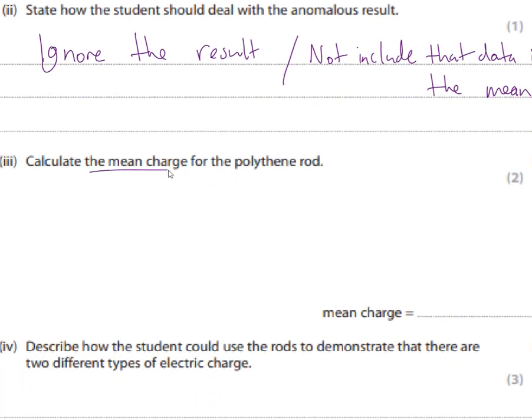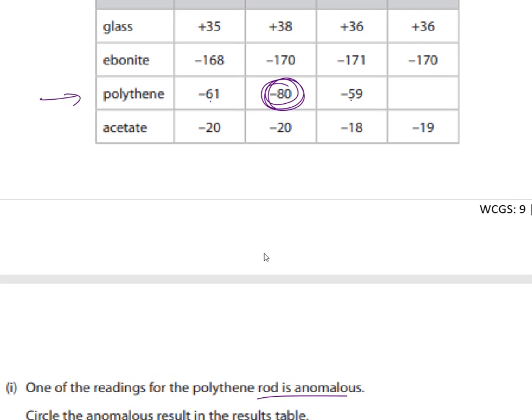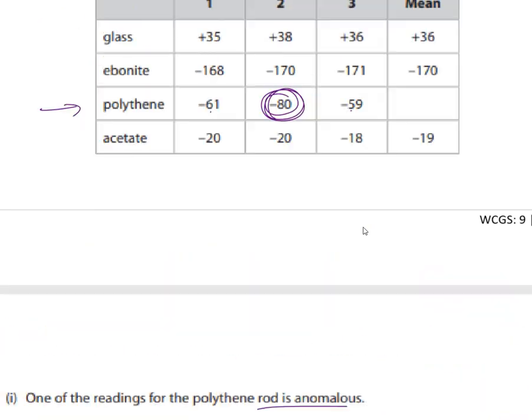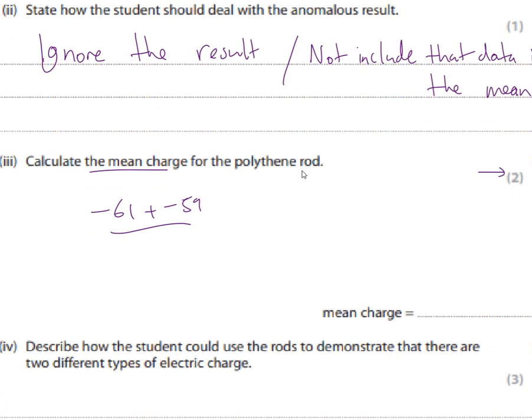Now calculate the mean. This question is 2 marks. We've already said that we are ignoring the anomalous result. Now we need to calculate the mean. So we've got 61 plus 51, divided by 2, because there are only two results. So 61 and 51 will give me 60. So the answer is just 60. 2 marks done in the pocket.